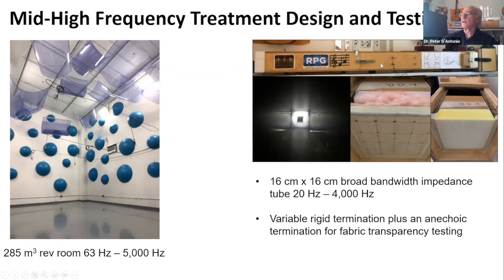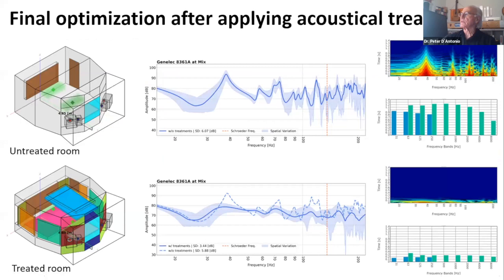I also have, if you can see behind me, another impedance tube, a proprietary tube that I built many years ago, which measures between 100 Hertz and 5,000. Sorry, that was wrong. This measures between 63 and 4,000 Hertz. We can measure all kinds of surfaces: absorbers, resonators, porous materials, and even fabrics. So we're pretty confident about the admittance of the materials that we use in these rooms.